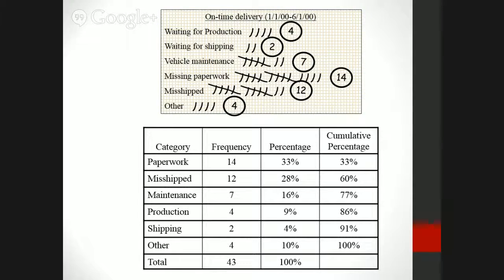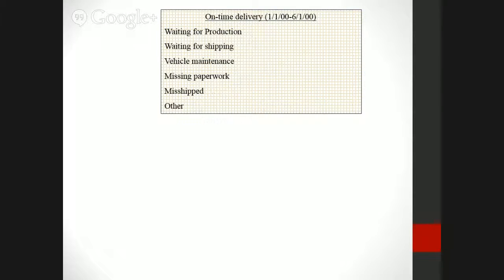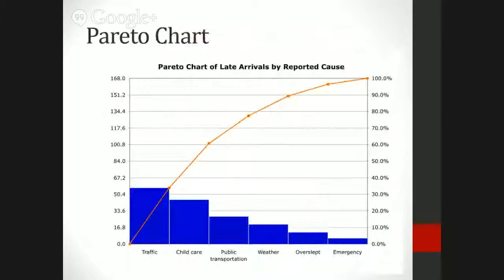The main thing is you want to make everything come out to 100%. So, misshipped, divide 43 into 12, and you get 28%. Now cumulative is we have to keep adding it up because we're looking for the 100% reason why we're late. Everything's got to add up to 100%.